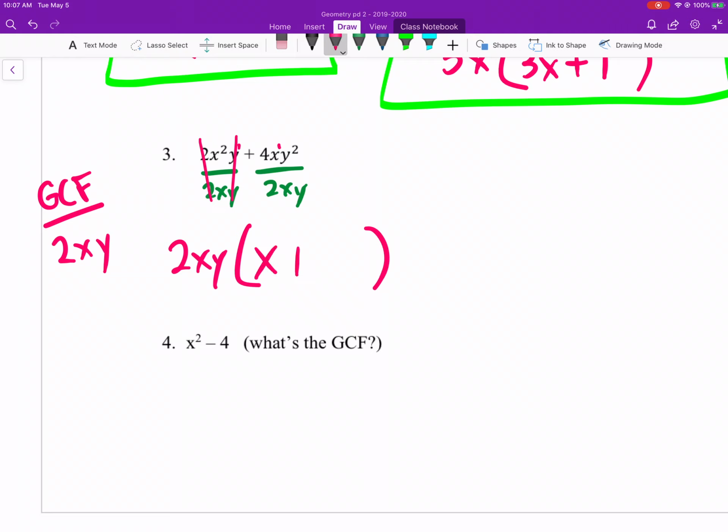All right, plus, for our next term, 4 divided by 2 is 2. X divided by x, that's gone. All right, that would just be 1. And then y squared divided by y is equal to y to the first power. Done.